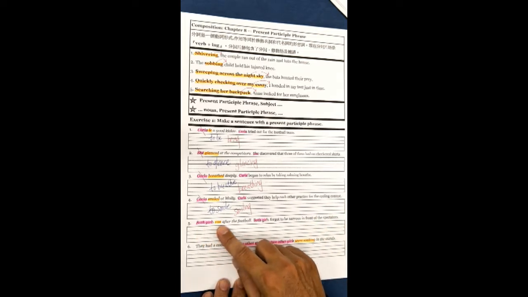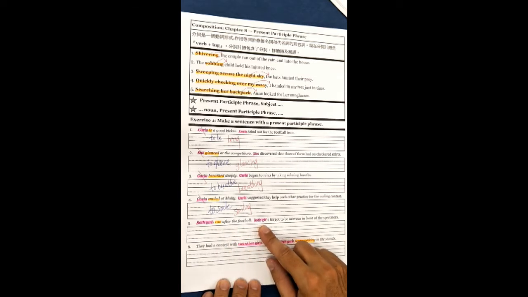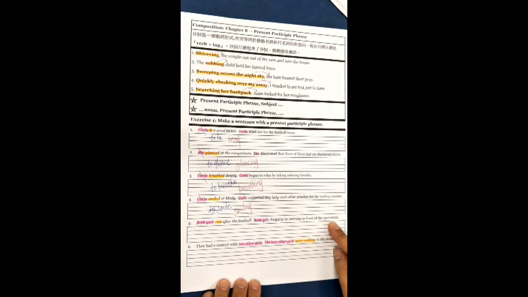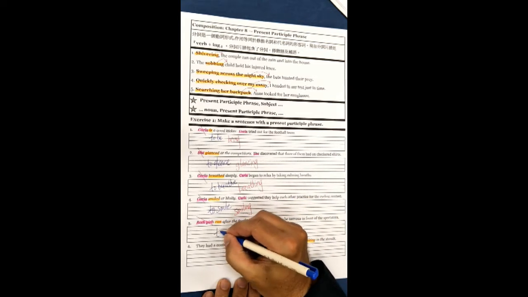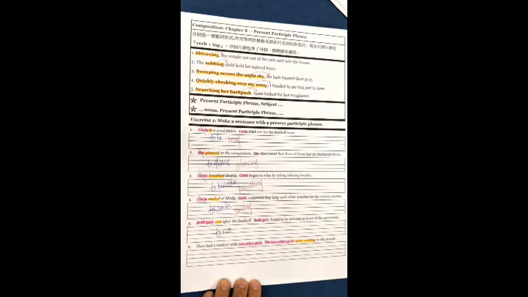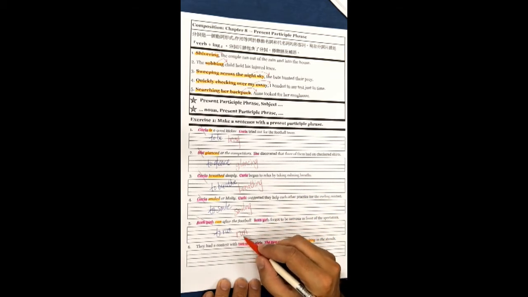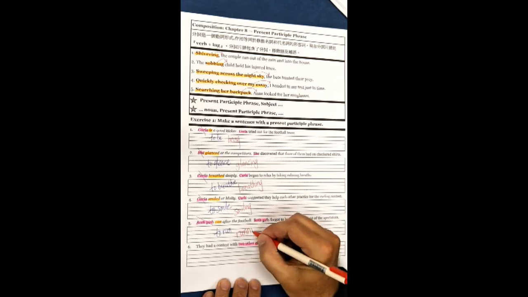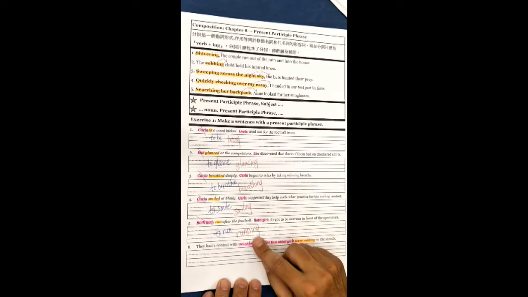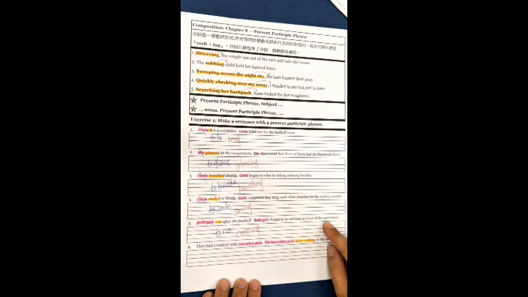Number 5, both girls ran after the football. Both girls forgot to be nervous in front of the spectators. All right, what do we do first? Both girls out. This is ran. It is to run. Change that to a present participle verb, R-U-N. Consonant, vowel, consonant. We need a double N, I-N-G. All right, that's the present participle verb. Running after the football, comma, both girls forgot to be nervous in front of the spectators.